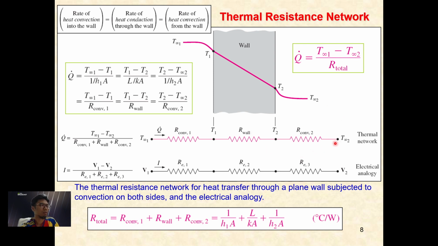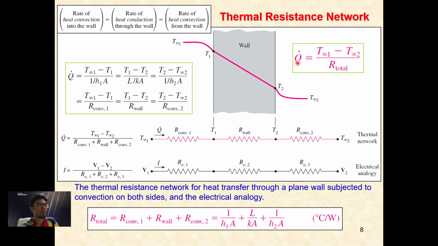So to total up that R convection and R wall, then R convection 2, we can just add all of them, then we can get R total, just like below there here. Okay, R total. You must know lah, R convection formula is 1 over H1 divided by A plus L divided by K times A. So this is conduction, this is convection, this is convection.